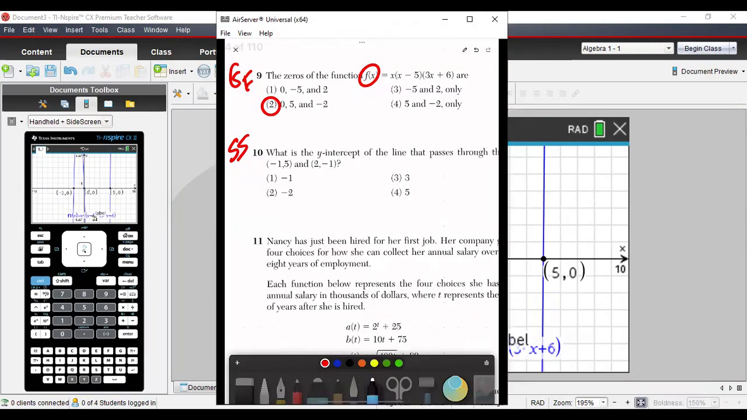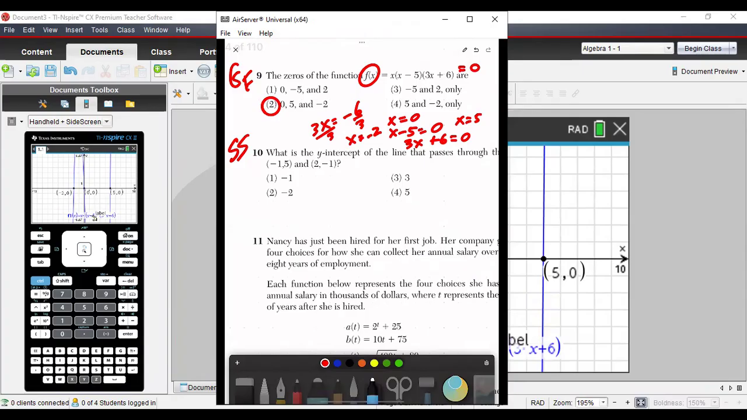Now, if we were doing this algebraically, we would set this equal to 0, and we would have x equals 0. We would have x minus 5 equals 0. We would have 3x plus 6 equals 0. And then you would just solve for x. So this is going to be x equals 5 because I can add 5 to both sides. This one is going to be 3x equals -6, and then you're going to divide both sides by 3, so x equals -2. Now, that's how you would do it algebraically.